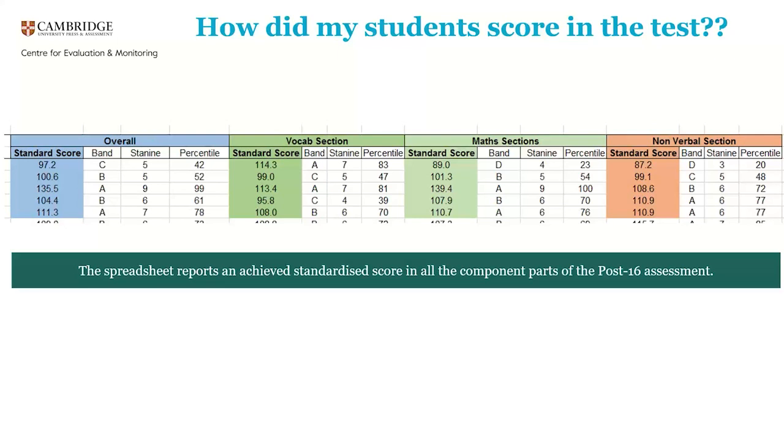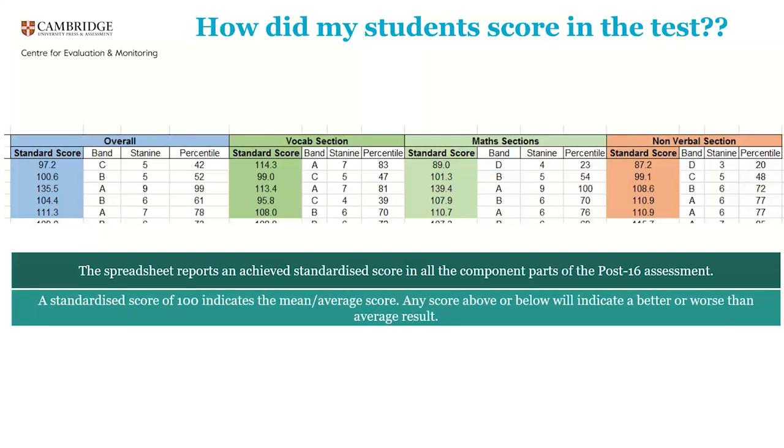You look at my second student down there, we've got the overall standardized score of about 101. We've got their vocab score 99, their math score 101, their non-verbal score 99. So that's a fairly consistent result. But slightly different when we look at maybe the third student down. We can see 113 in the vocab, 108, 109 maybe in the non-verbal, and 139 in the math. So there's quite a difference there between those scores. We've got a definite high achieving math student in this example table here.